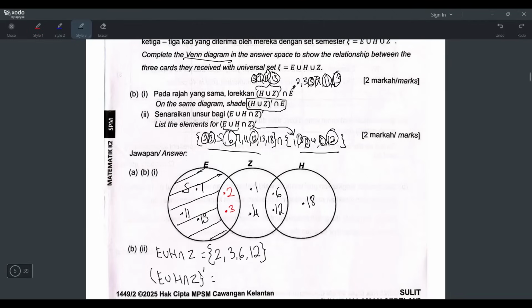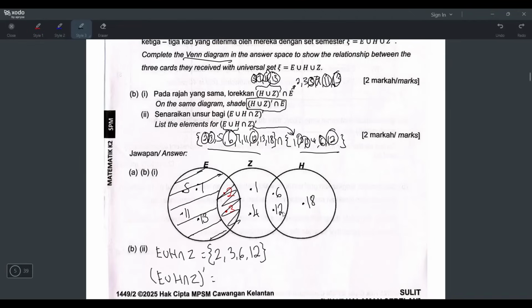So, kalau dia nak complement means what? It means tak mahu 2, 3, 6, 12. Because E union H intersect Z is 2, 3, 6, 12. Tapi sekarang dia nak complement of this. Complement of this will be everything except 2, 3, 6, 12 lah.